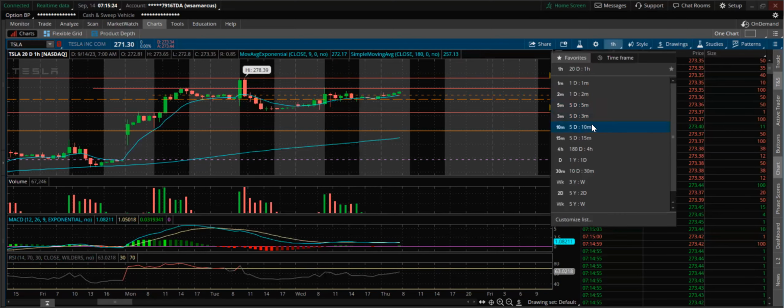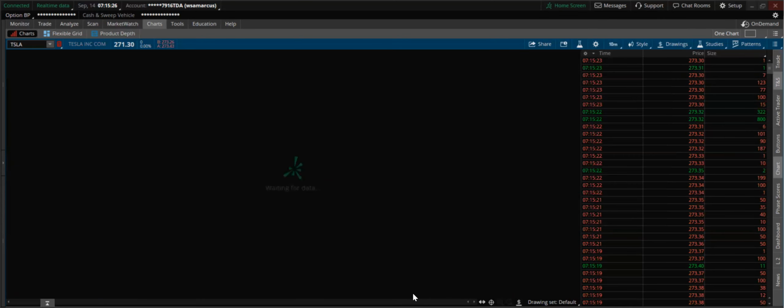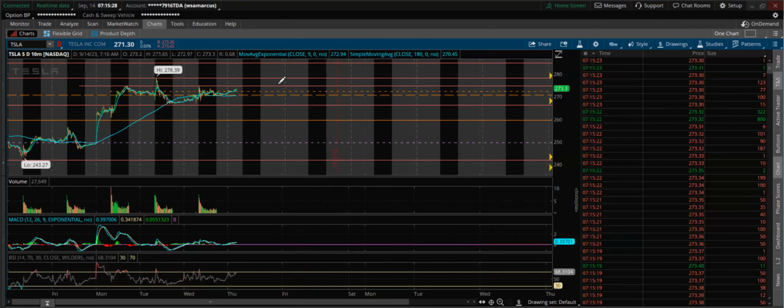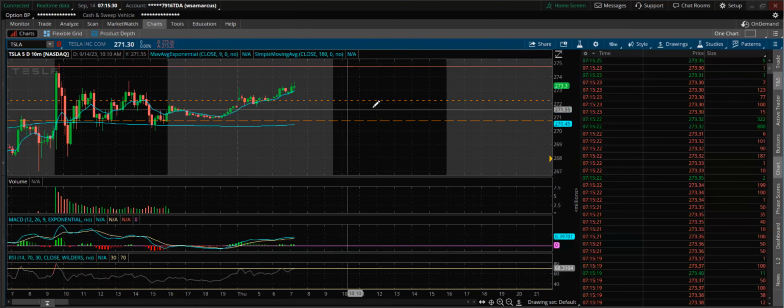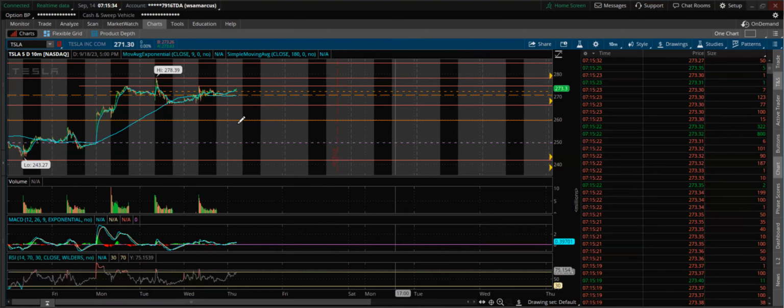This way, if I'm day trading, typically I'm day trading on the 10-minute or the 15-minute. Now I can know my obstacles and I can know what to avoid or what I'm looking for. So that's pretty much it.